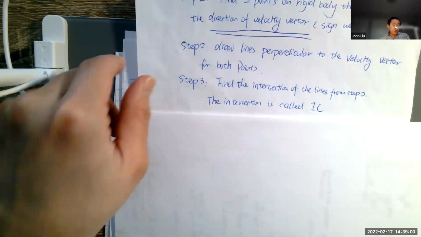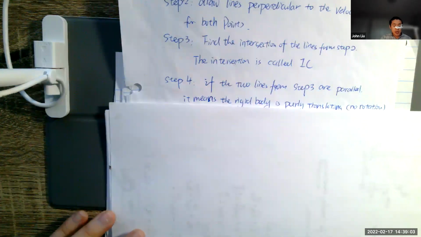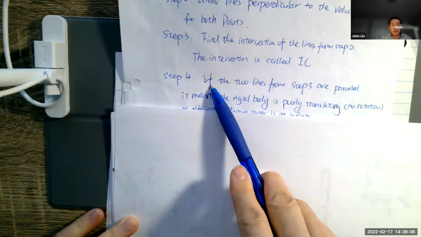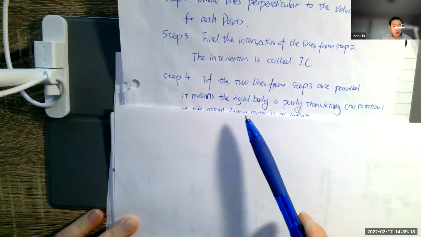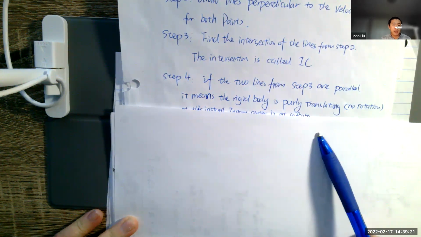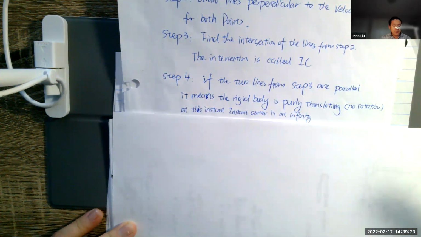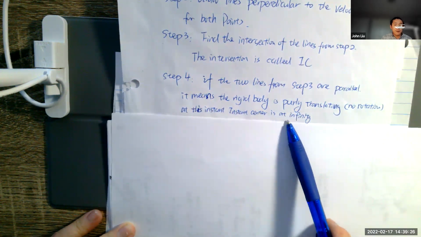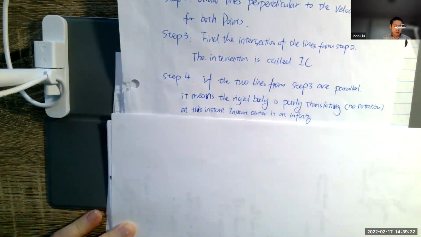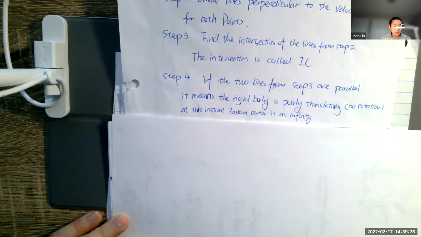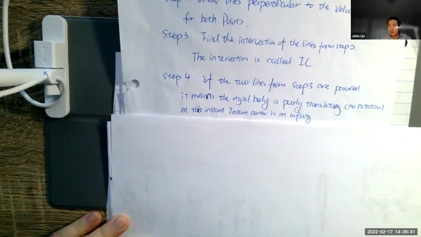So step 4 is a check. If you don't have an intersection, what would happen? If the two purple lines have no intersection, that only means one thing: the rigid body is purely translating, which means there's no rotation. If this is the case, the instant center is at infinity. So no rotation, the instant center must be at infinity. Okay, those are the four steps that will help you find where the instant center is for a rigid body.